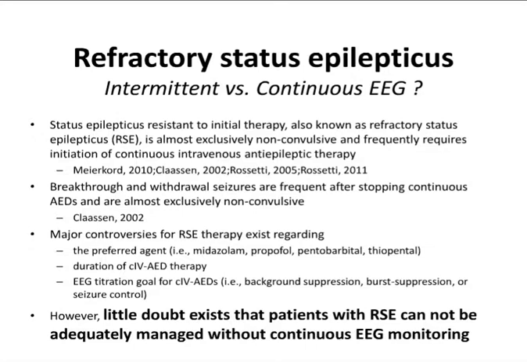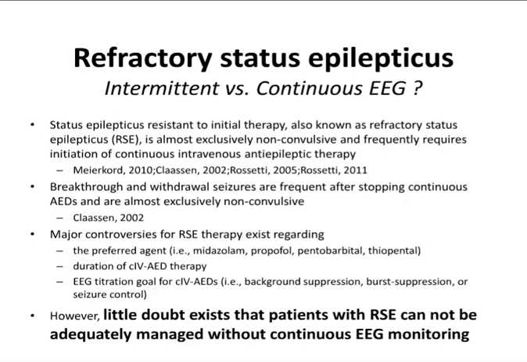And if we talk about refractory status epilepticus, defined as status epilepticus resistant to initial therapies, so the first and second line benzodiazepines and anti-epileptic drugs, this is almost exclusively non-convulsive. Frequently you have initiation of continuous intravenous anti-epileptic therapy, and you have to be aware that breakthrough and withdrawal seizures are frequent, and these seizures again are non-convulsive, so subtle, clinically silent. You don't see a convulsion, so you don't see any sign, or if there are, they are subtle.